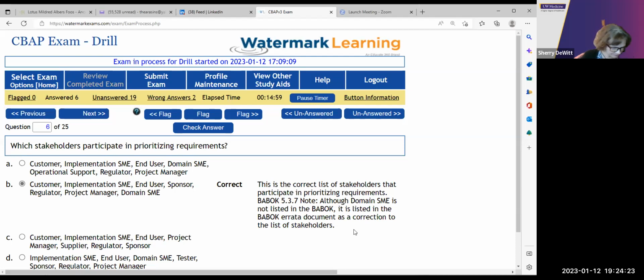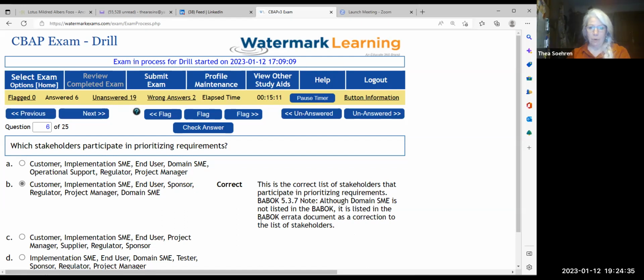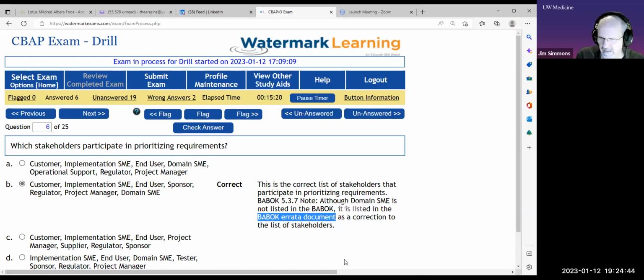537. Yeah, it's not in the book. That doesn't seem fair, does it? Honestly, I don't even know where these documents are. We probably should be able to find that and tell people. There is a link in the IIBA to the errata document, and it might be in the Watermark study guide. Let's see if I can find it. If you can find a link to it and drop it in the chat, I'm sure everyone would appreciate it.